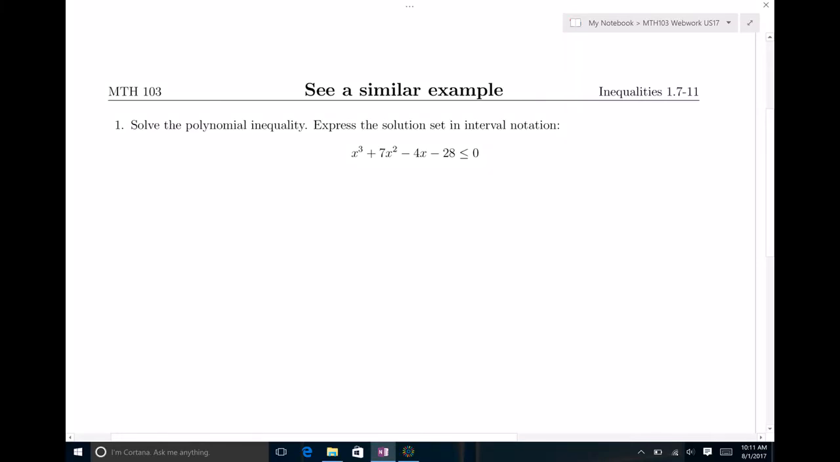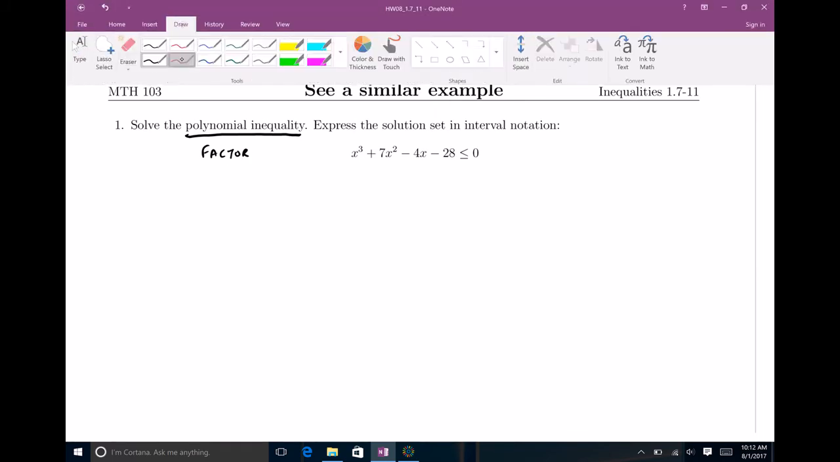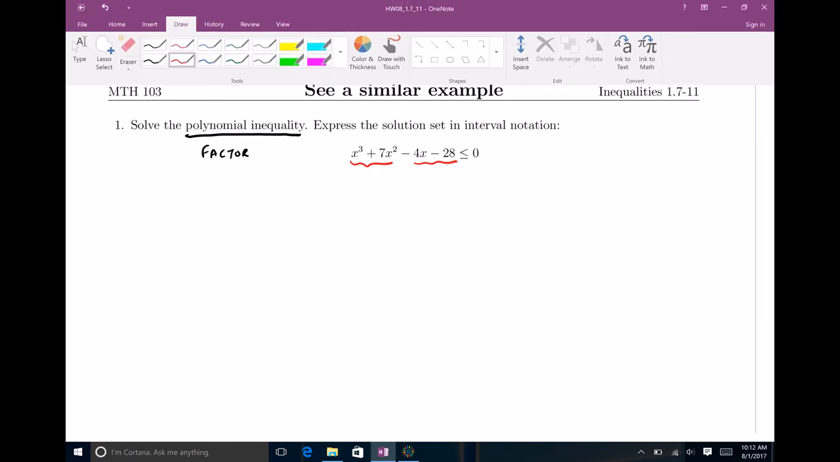Now, the first step towards solving a polynomial, either inequality or equation, is to factor. So what I'm going to do is look at this equation and try to factor the terms that I possibly can. You'll see that I'm going to group the first two terms together and the last two terms together. Note that in this question, they've already been put in descending order of degrees. Otherwise, I would have to do that myself.